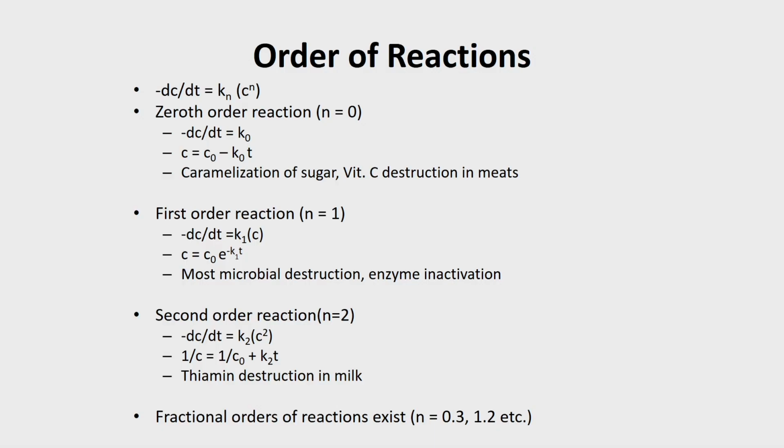Based on n, whether it is 0, 1 or 2, the reactions are categorized into zeroth order reaction, first order reaction and second order reaction. Sometimes fractional orders of reaction also exist, for example n equal to 0.3, 0.2, 1.2, etc. How we are going to derive such a kinetic expression for different orders of reaction, we are going to see in the next slides, right. My general kinetic expression goes like minus dC dt equal to Kn C power n.